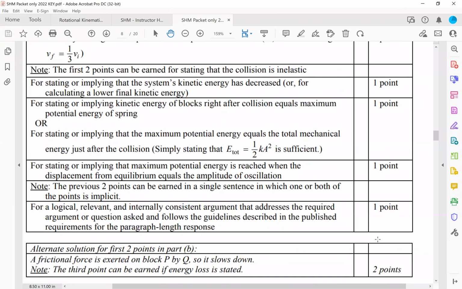Next point, for stating or implying that kinetic energy of the system has decreased, or for calculating a lower final kinetic energy. We did that. Or it says for stating or implying that the maximum potential energy equals the total mechanical energy just after the collision. I mean, in a roundabout way we did that, but I did the first one. Next point, for stating or implying that the maximum potential energy is reached when the displacement from equilibrium equals the amplitude.